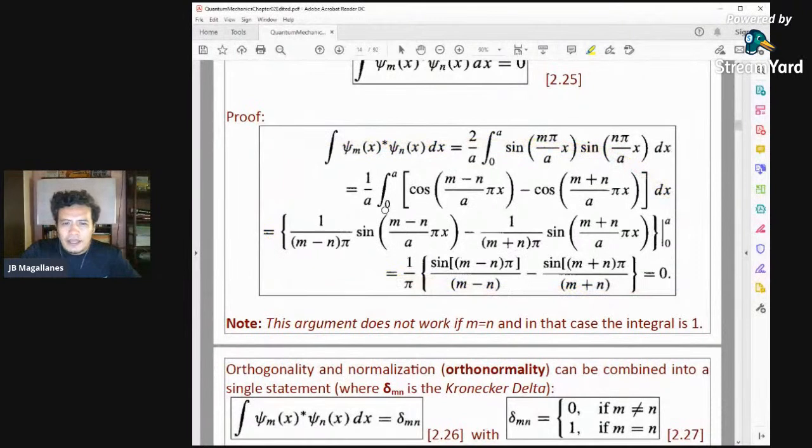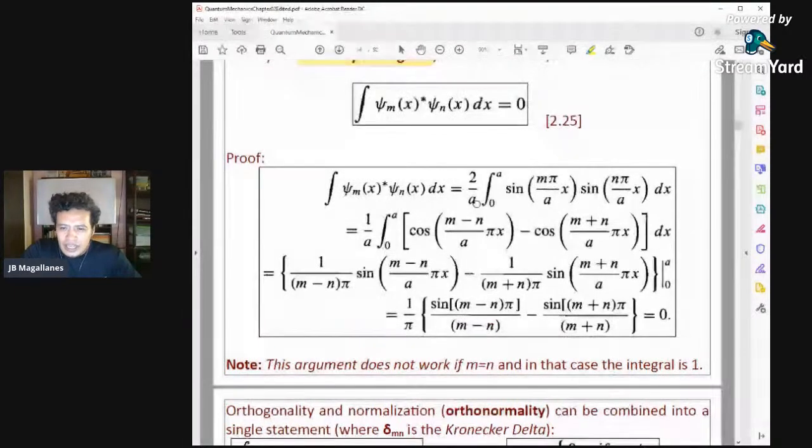So the integral of phi m star phi n of x would be equal to 2 over a. This is the square root of 2 over a times the square root of 2 over a. Integral from 0 to a. Why is it 0 to a? Because the well occurs from 0 to a. It's supposed to be negative infinity to positive infinity, but the well only occurs from 0 to a. So this one, sine m pi over a x, sine n pi over a x.